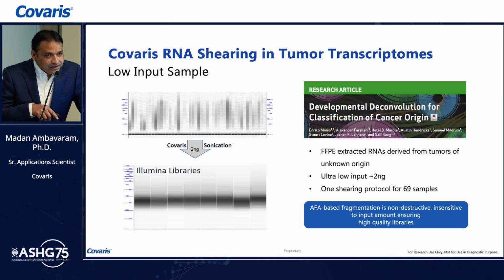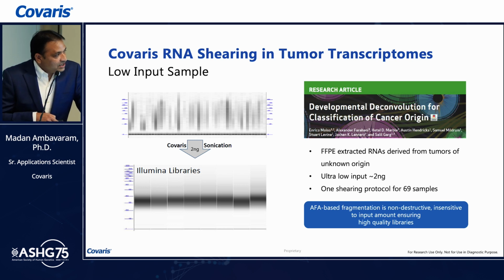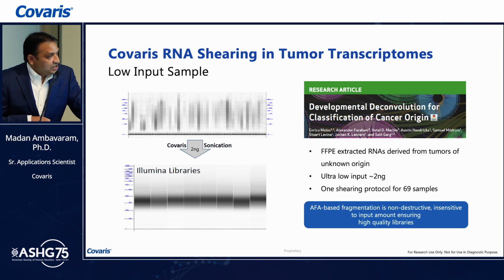Here, this gel picture speaks about how homogeneous the libraries are, which were sheared using the Covaris RNA sequencing. This clearly demonstrates that AFA-based fragmentation is non-destructive and also insensitive to the input amount, ensuring high quality of the libraries. This study has been used for developmental deconvolution for identifying the cancer origins, and has been published in the peer-reviewed article, Cancer Discovery.